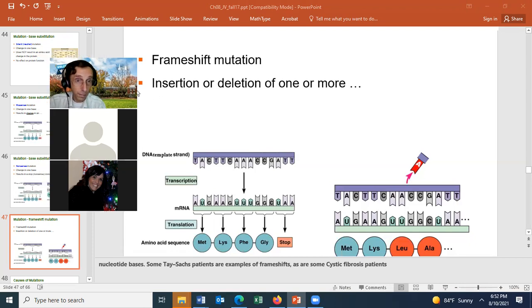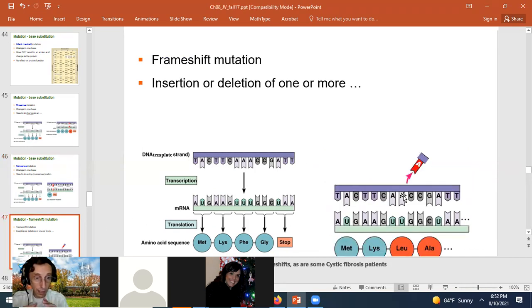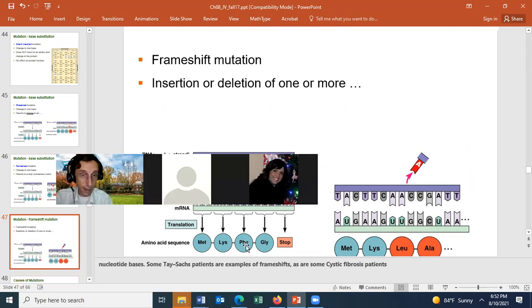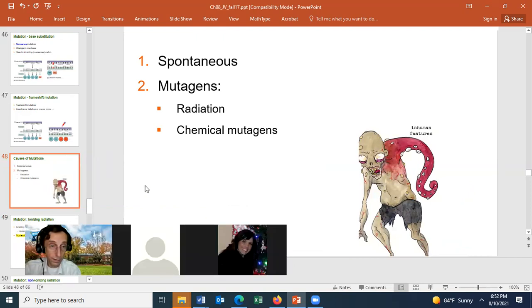The frame shift mutation, as well as the nonsense mutation, really make the protein different. Oftentimes after the nonsense mutation or after the frame shift mutation, the protein will be in the wrong configuration, and so it won't work. Some examples of frame shift mutation are some Tay-Sachs patients have a frame shift mutation. All right, any questions about mutations?